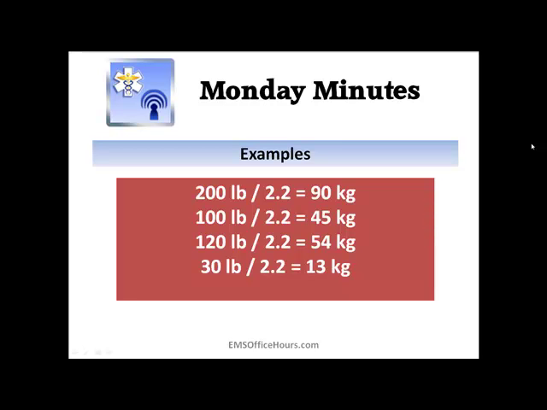Now, here are some examples just so you can see how it works, right? 200 pounds divided by 2.2 is 90. 120 pounds divided by 2.2 is 54, and so on. I put some common weights here that we'll see a lot, and I think if you start at these round numbers, that can help you when you're doing your calculations, realizing what, let's say, a 250-pound patient might be in kilograms, or what a 170-pound patient might be in kilograms.